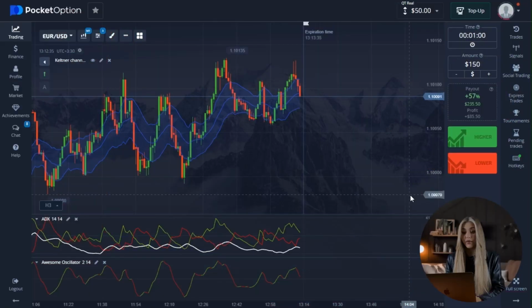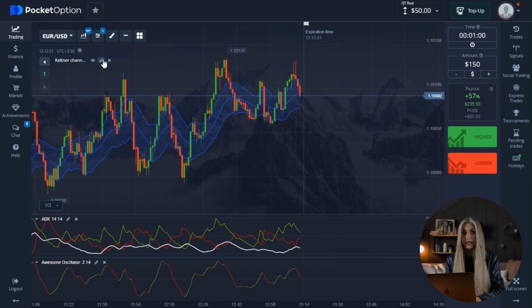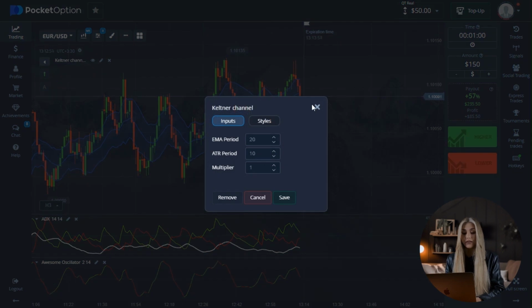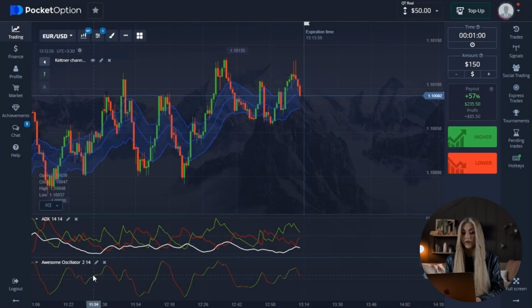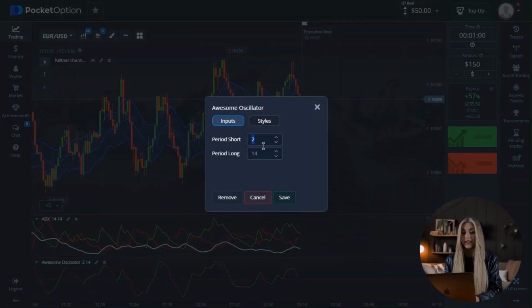So today I'm reviewing the Awesome Oscillator. Judging by the name, we're in for some incredible emotions and fantastic results. First, let's get to grips with the trading system. I'm using ADX on standard settings. Also, I have the Keltner channel. Its parameter values are also set to default. And my subscribers are already familiar with these indicators.